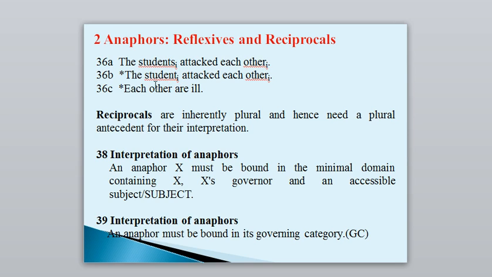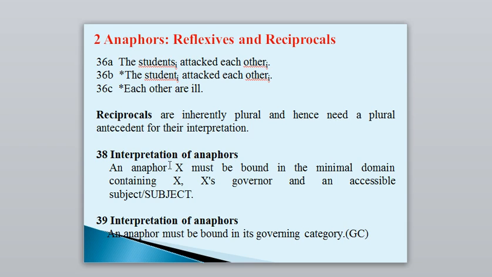The second one, the student attacked each other. You see here, each other is a kind of plural pronoun, so it needs a kind of plural antecedent. The student here is not plural, so this is ungrammatical. And the other one, each other here needs an antecedent, but there is no antecedent, so this is again ungrammatical. So as I told you, reciprocals are inherently plural and hence need a plural antecedent for the interpretation.